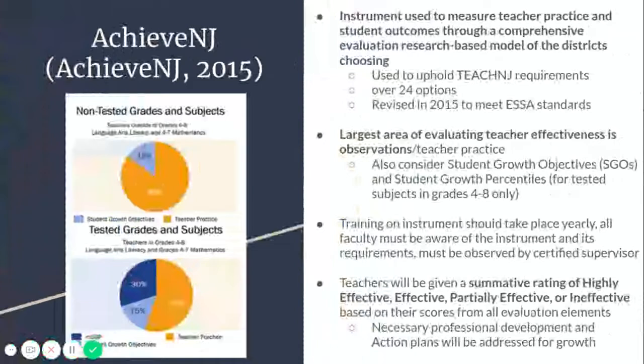Training on this instrument will take place yearly at our opening day workshops so that you're all aware on the instrument and you know how to best fit your instructional setting in order to uphold these guidelines. At the end of the year, like we'll talk about, you'll be given a summative rating of highly effective, effective, partially effective, or ineffective based on all of your scores from your observations.